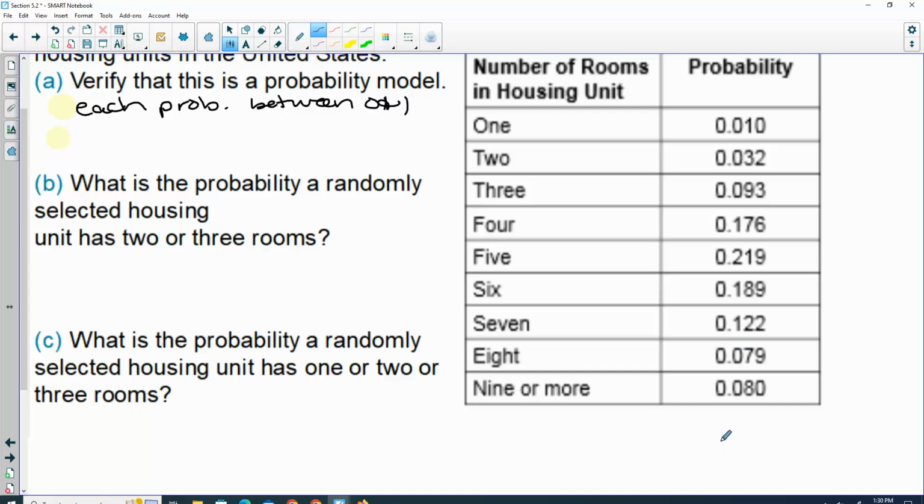When you add them all up, does it equal 1? Yes. Okay. So we met both of our requirements for a probability model.